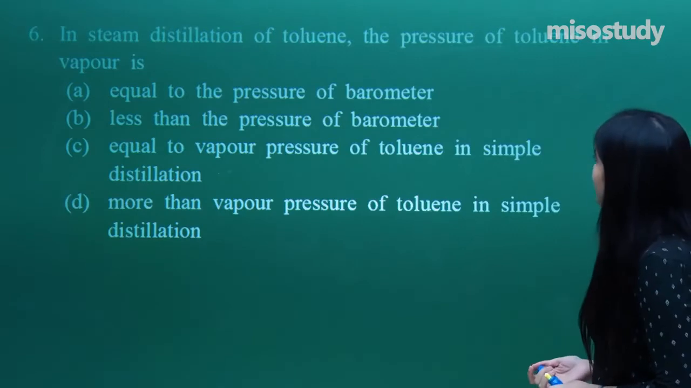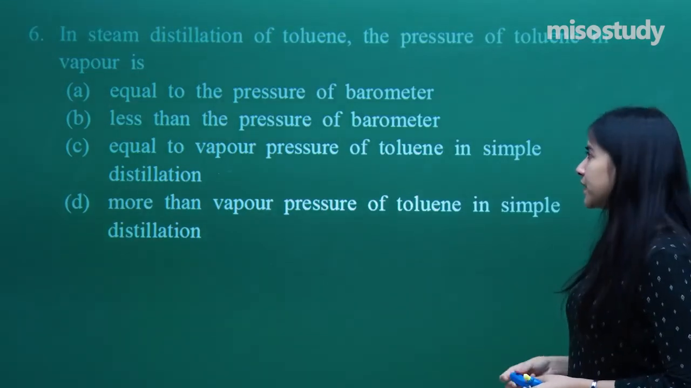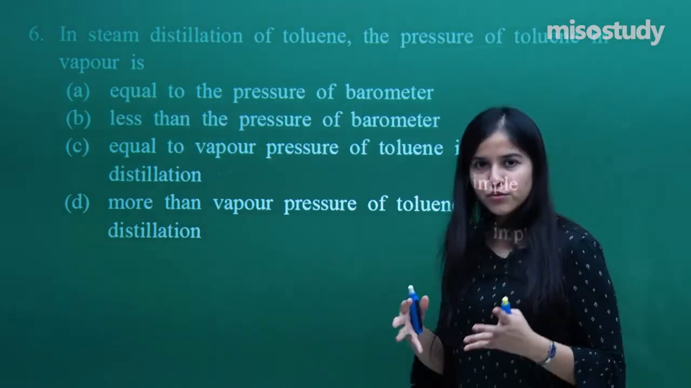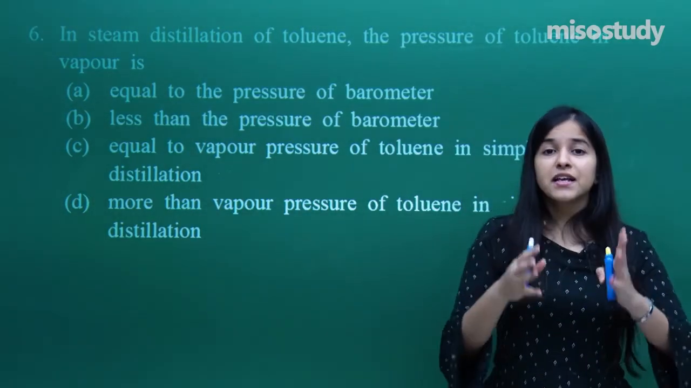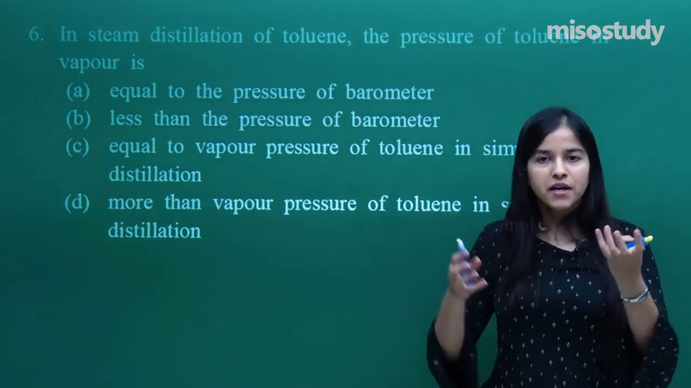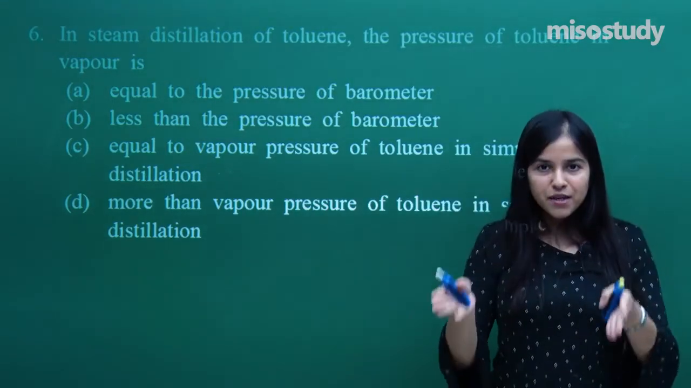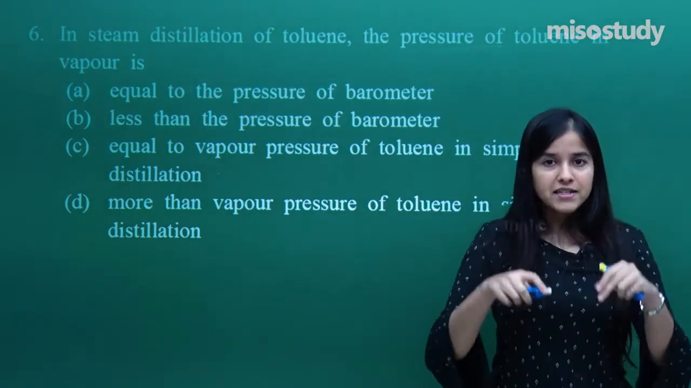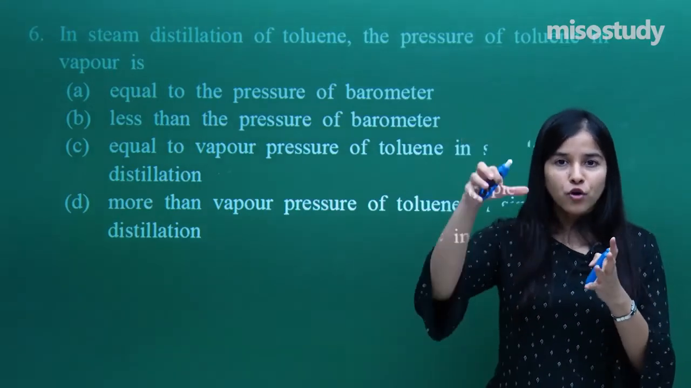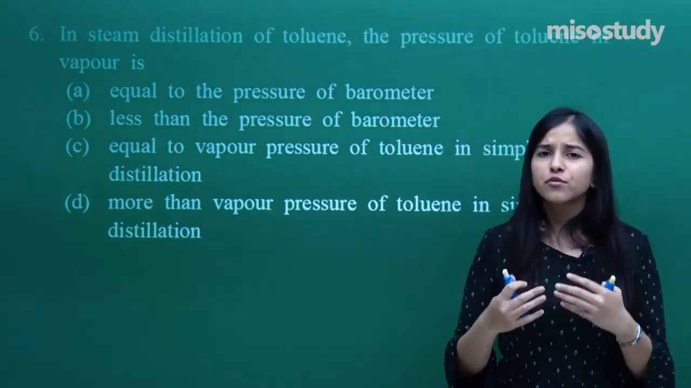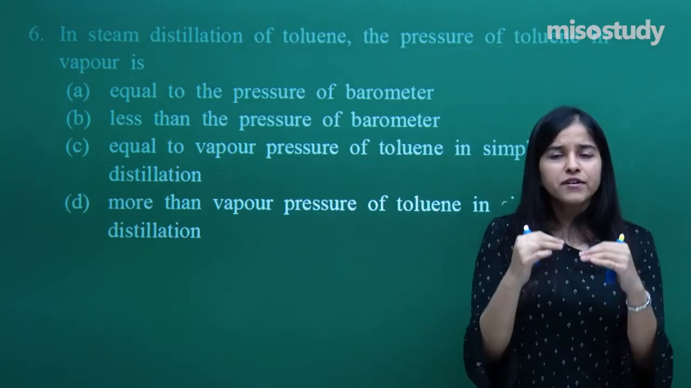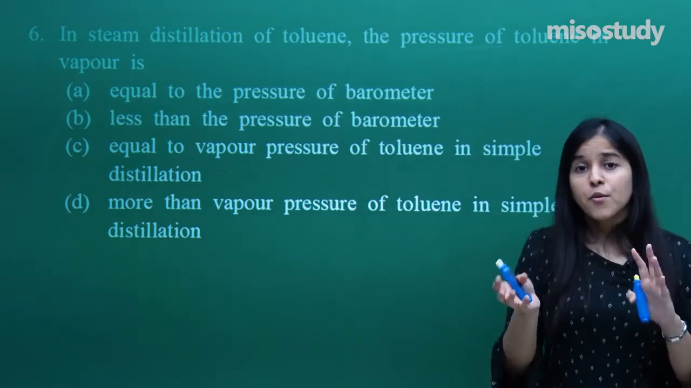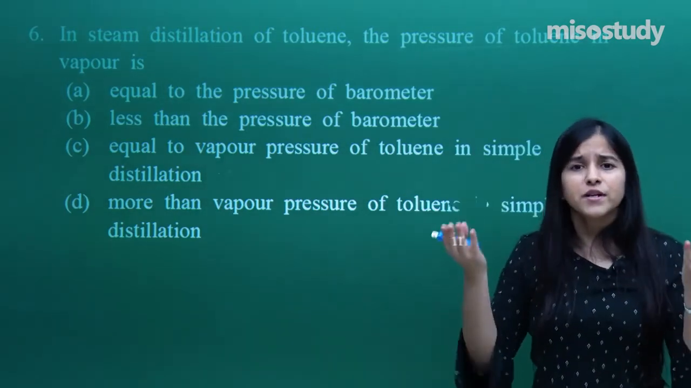In steam distillation of toluene, the pressure of the toluene in vapor is. So, remember what steam distillation is? What you do is, you boil off one of the compounds along with the steam, but steam is not miscible with that particular compound, and the pressure of atmosphere, right? What is a boiling point? Boiling point is whenever the pressure of the substance which is kept inside the vessel is more than the atmospheric pressure, then only it boils off.